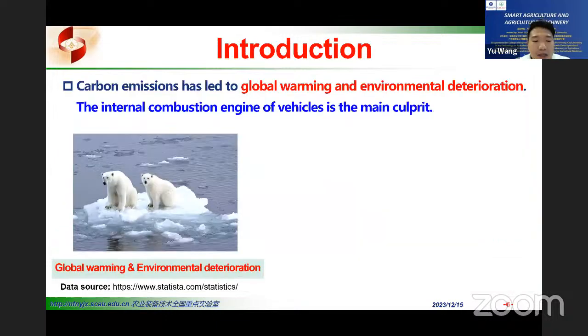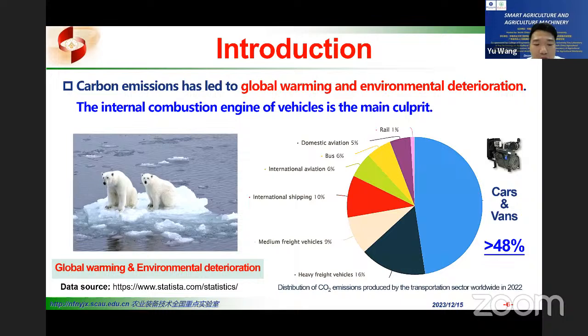Currently, carbon emissions have led to global warming and environmental degradation. So we can see the polar bears are becoming homeless. And then let's take a look at the distribution of global carbon emission in the transportation sector in 2022. As you can see, emissions from cars and vans account for nearly 15%, and emissions from all vehicles exceed 18%. That's right, the main culprit behind all this is the internal combustion engine.